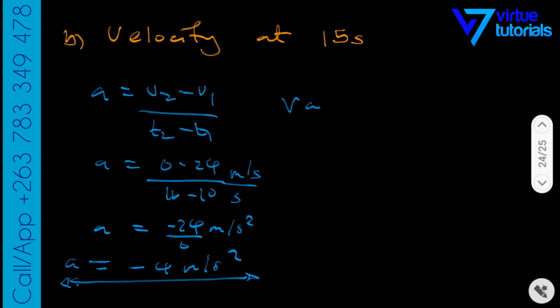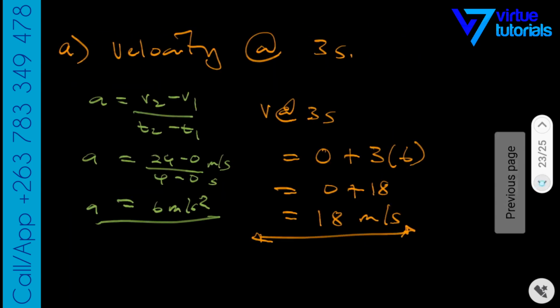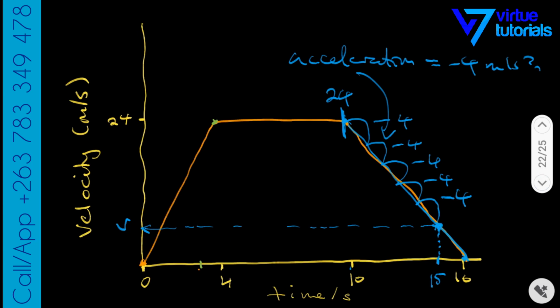Our velocity at 15 seconds is going to be equal to 24 minus 4, 5 times, which is 24 minus 20, which gives you 4 meters per second. So by the time you get to 15 seconds, your velocity is going to be 4 meters per second here.